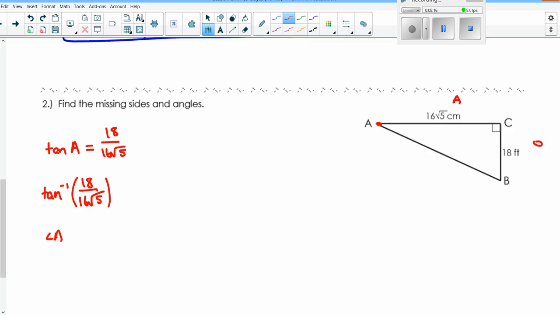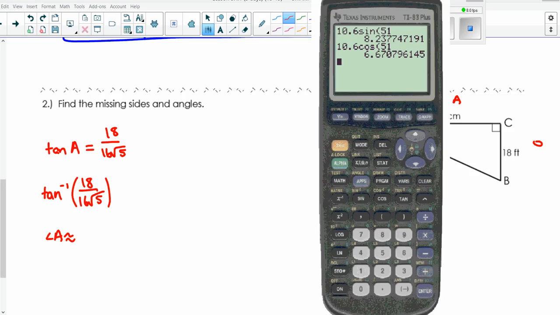Okay, so that means that angle A is going to be about, so let's see, tangent inverse, 18 divided by, and you guys need to make sure that you put this in parentheses for 16 square root of 5. Otherwise, your calculator will do 18 divided by 16, and then it will multiply by root 5. Okay, so make sure you got 26.71.